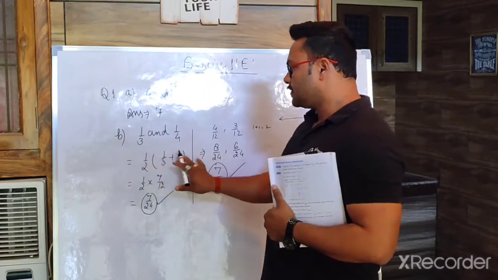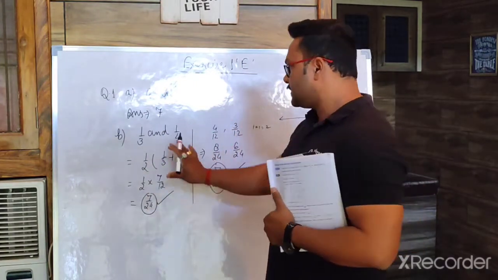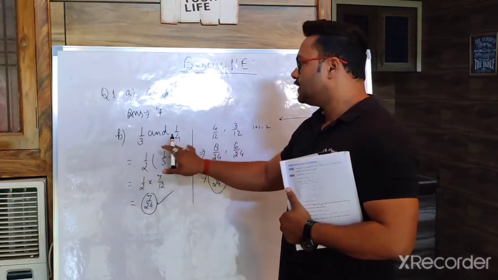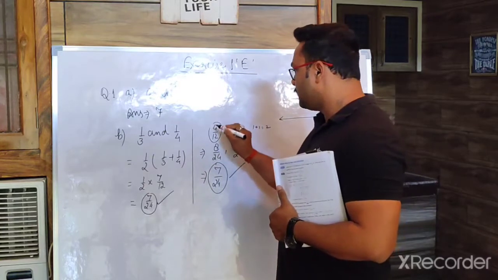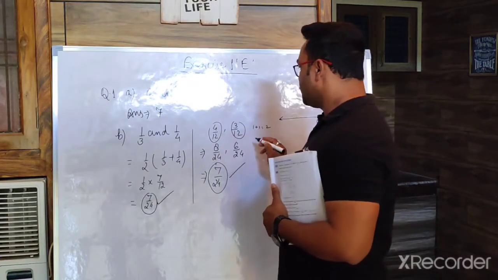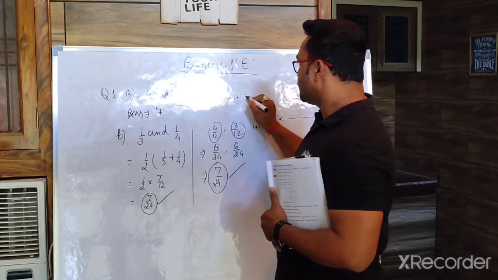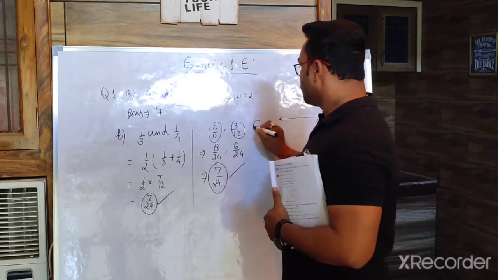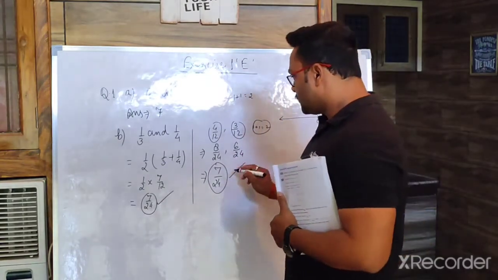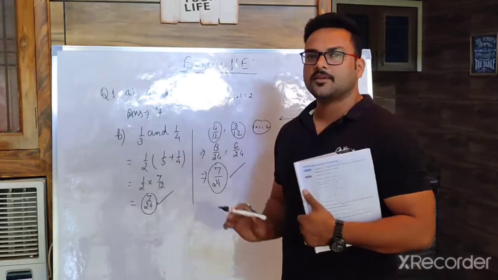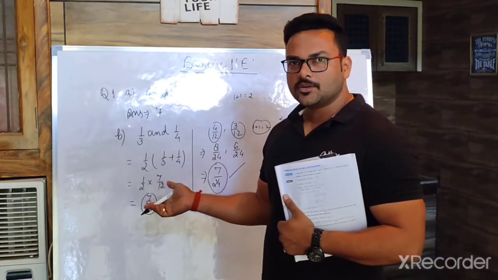In this method, first of all you have to add and divide by 2. In the other method, whatever rational numbers are given, you have to make them equivalent. And afterwards, suppose you want one rational number, 1 plus 1 is equal to 2, so up and down you have to multiply by 2. So this way also we can get our answer, and this way also, depending on you which method you are going to follow.